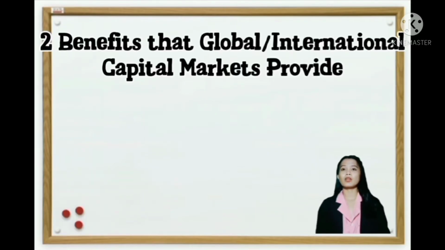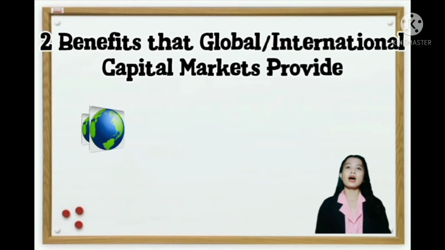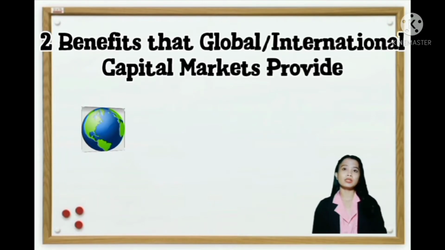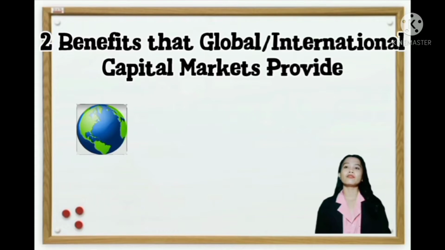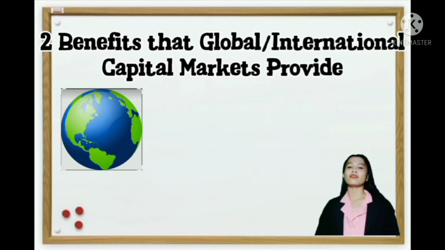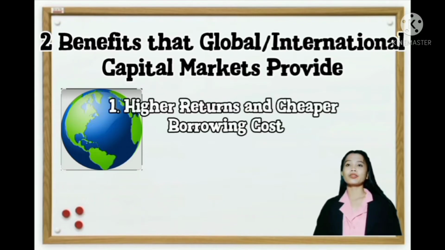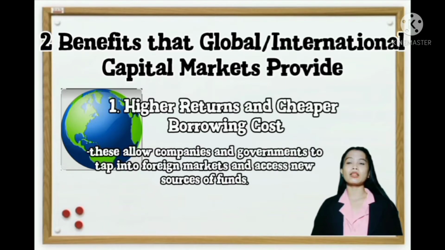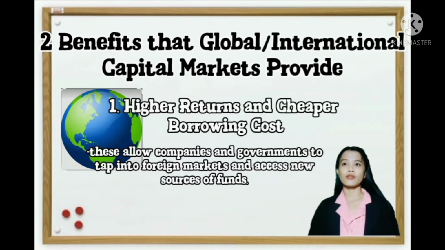Let's come now to the benefits that are provided by the international capital markets. Global or international capital markets happen in the global sphere in which governments, companies, and people borrow and invest across national boundaries. This provides two benefits. First, higher returns and cheaper borrowing costs. These allow companies and governments to tap into foreign markets and access new sources of funds.